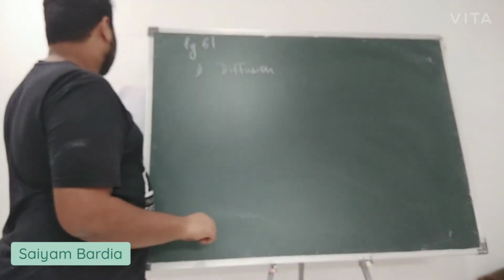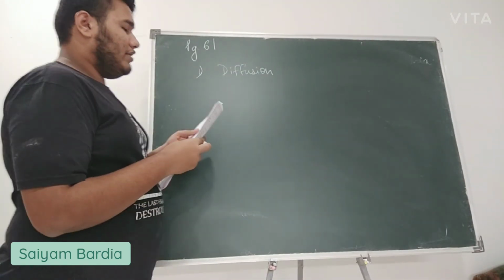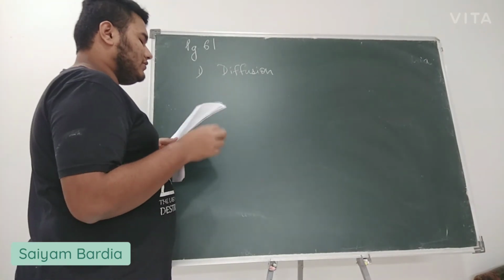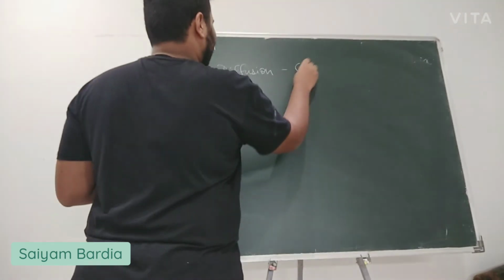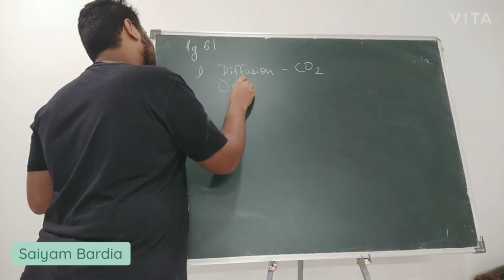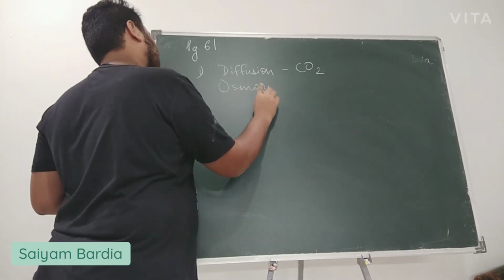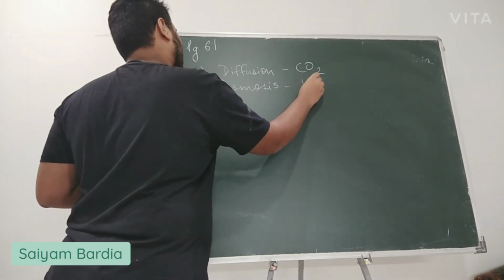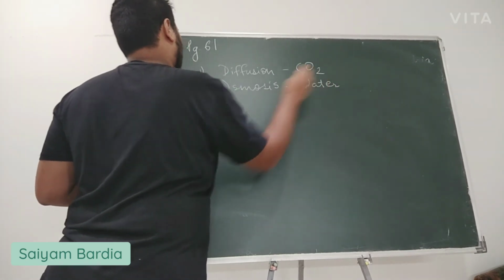Okay, so you would write in whole: CO2 moves through the cell by the process of diffusion and water moves through the cell via the process of osmosis. Okay.